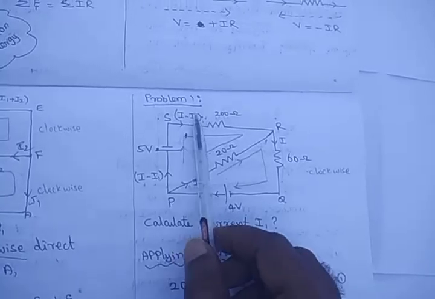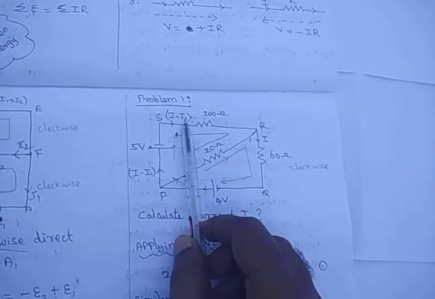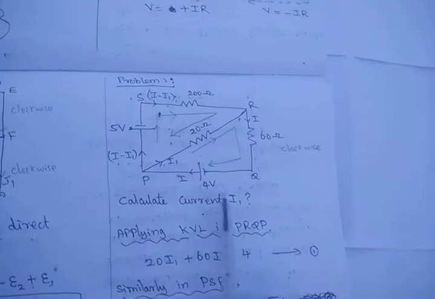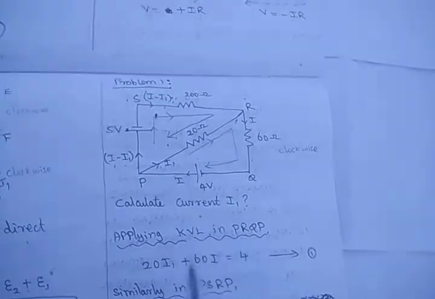Students, now we are going to solve the problems based on Kirchhoff laws. This is a circuit given. They are asked to calculate the current I1. What is this current I1 value?